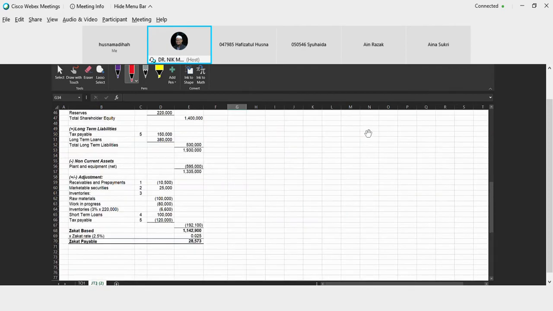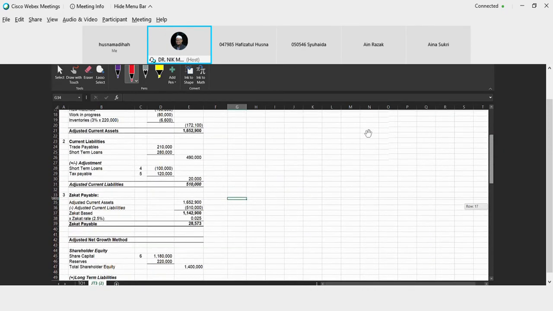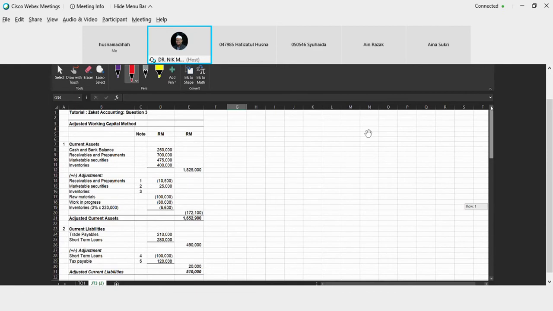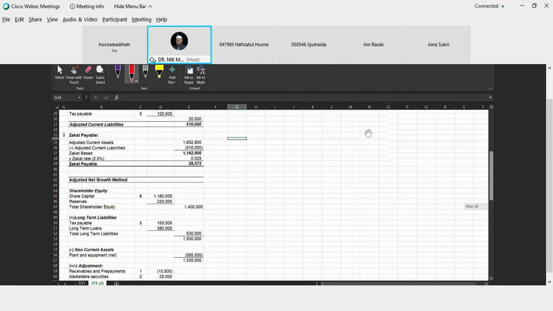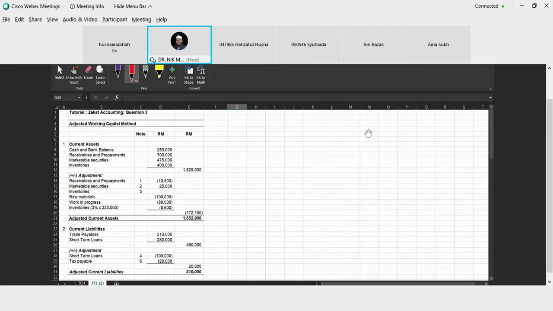This is an example of the question, and this is the example of the answer that I have prepared for this purpose. Let's refer to the working capital method first. In order to use the working capital method, you always need to have this particular information clearly. Under the current asset, you normally need to have cash at banks, receivable amounts, prepayment amounts, marketable securities, and inventories, how much each.